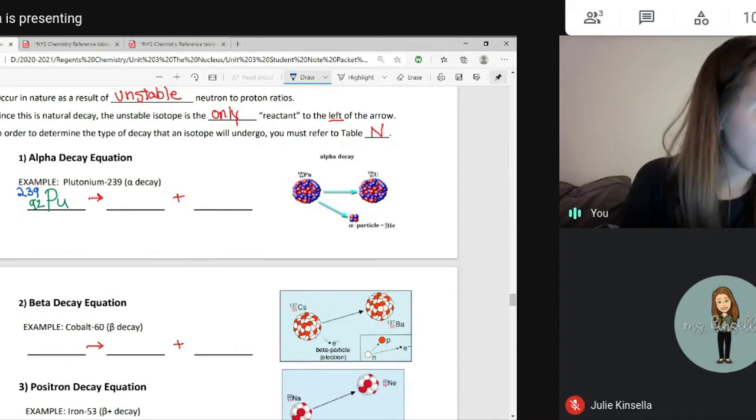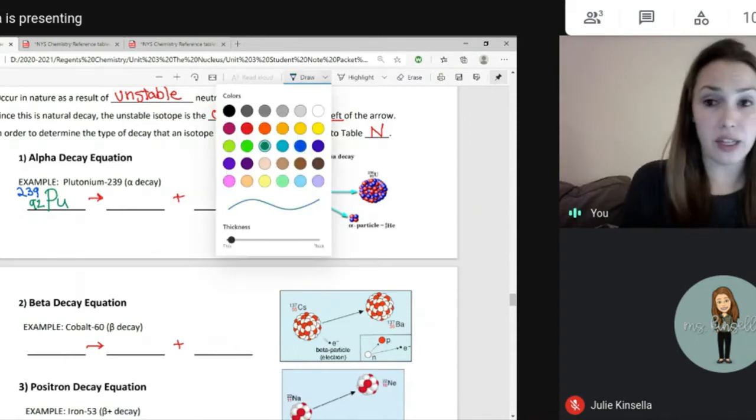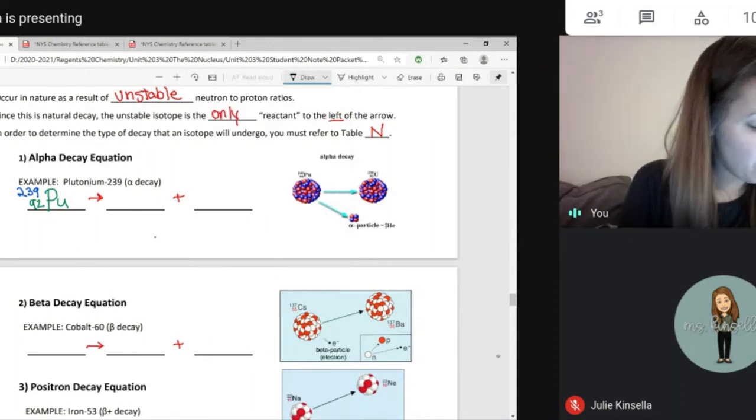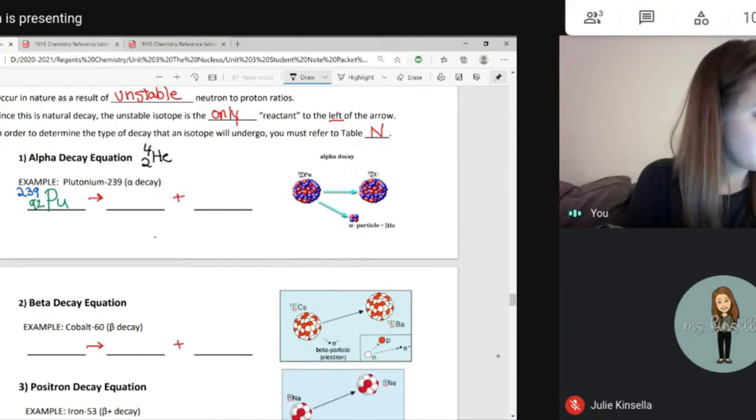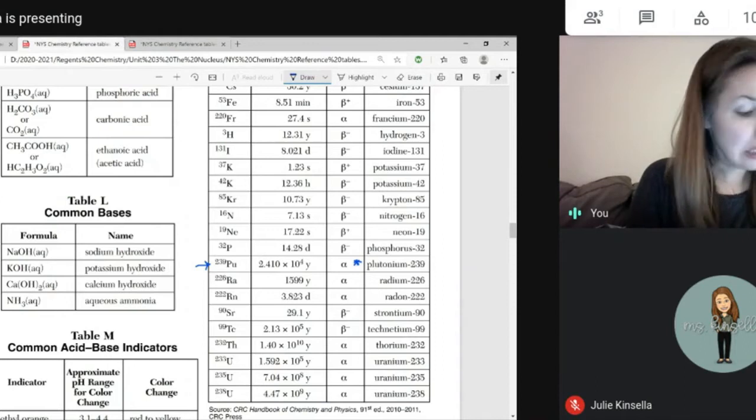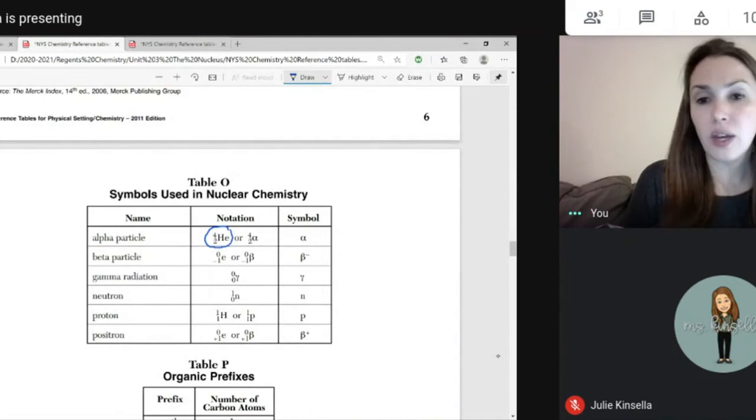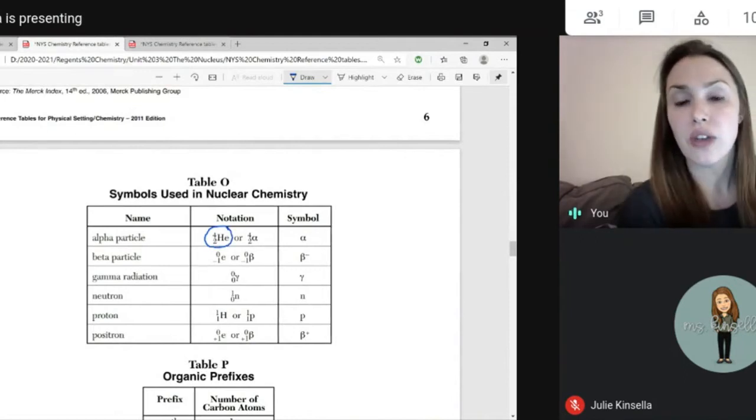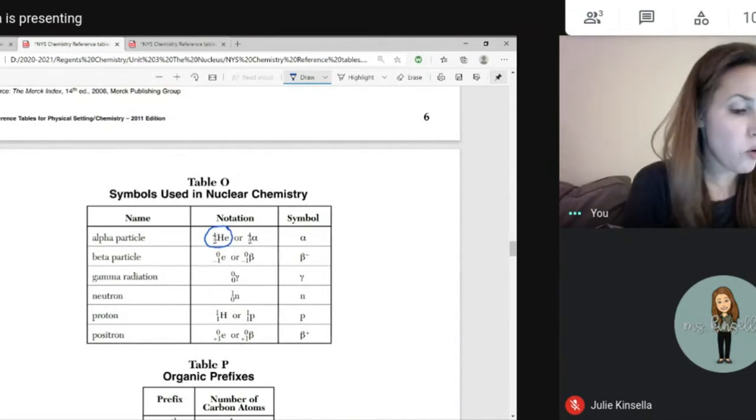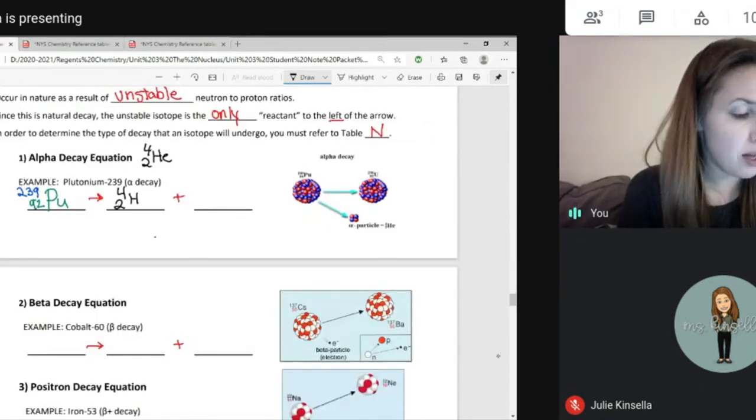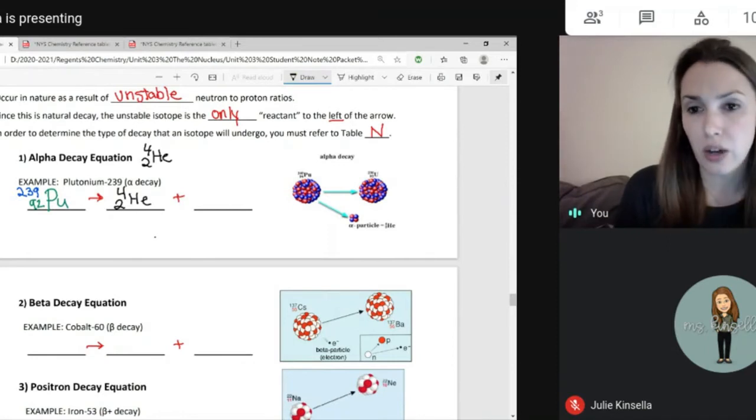Then I'm going to come over, and I know it's alpha decay. So I'm going to fill in the alpha particle. An alpha particle is 4/2 He. How do I know that? Well, if I come over here to Table O, which comes after Table N, I can see that my alpha particle has this notation, 4/2 He. You could also use the other notation there, but I usually pick the first one. I'm going to fill that in here. So this is the particle that it emits. You can do it in either spot. I'm just writing it first because that's one part that I know.